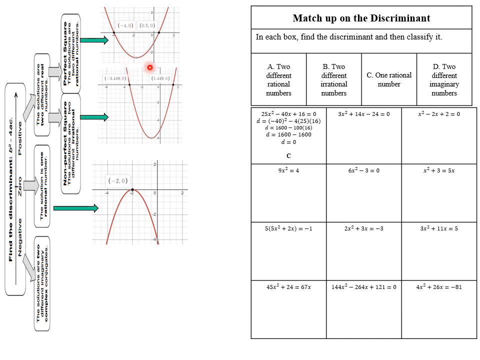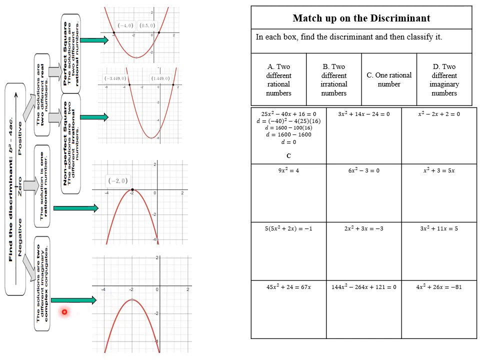So up top, what's inside is positive. In the middle, if it's 0, and then if it's negative, it's not going to touch the x-axis at all. And here we've got some practice with that to check with me to make sure that you're working with the discriminant correctly.